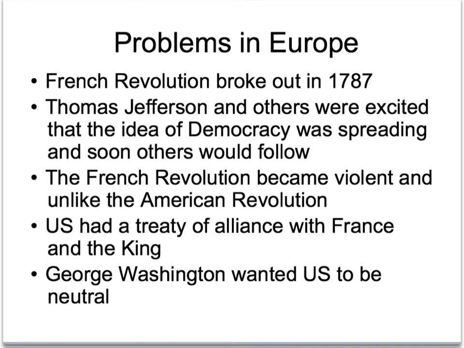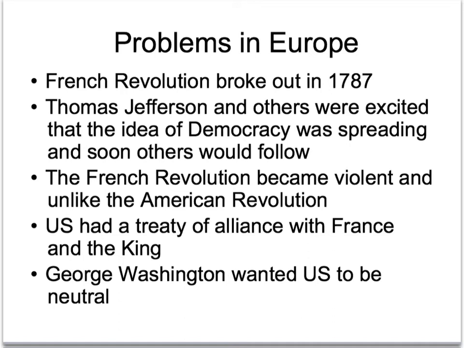Problems in Europe. The French Revolution broke out in 1787. Thomas Jefferson and others were excited that the idea of democracy was spreading all over Europe, and before you know it, all the monarchies would be overthrown with democracy. But the French Revolution became violent, unlike the American Revolution.